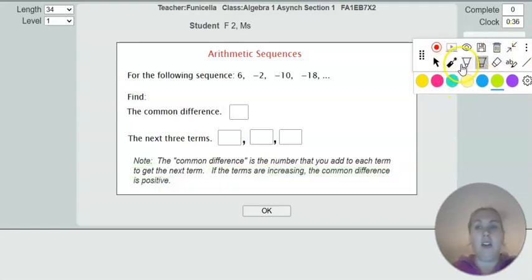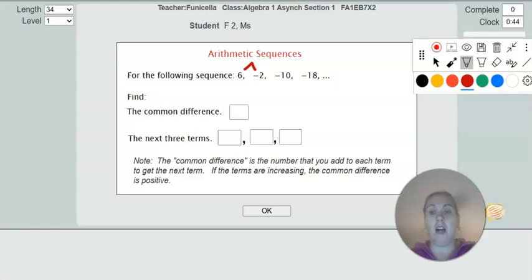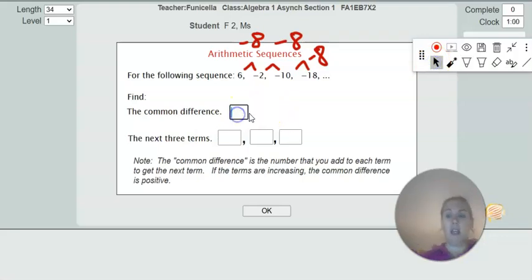So we can see on this first problem, we're going from 6 to -2. So they're definitely getting smaller. To get from 6 to -2, we're going down 8. To go from -2 to -10, down 8. -10 to -18, down 8. They all fit that pattern, so we're good. Our common difference is -8.